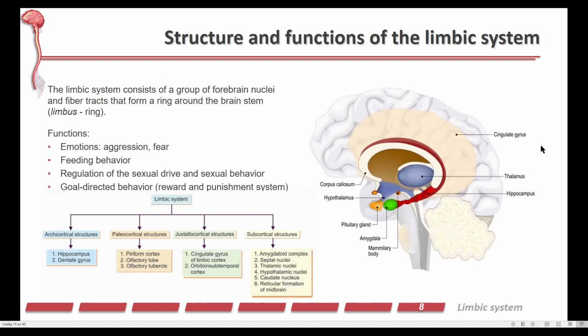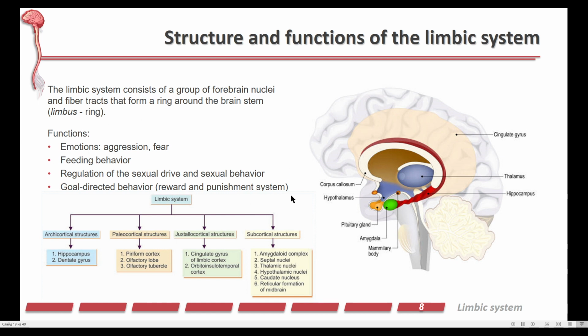Now, the structure and functions of the limbic system, the last question within this chapter. The nuclei of the limbic system, as you can see in the scheme, are divided into archaeocortical, paleocortical, juxtacortical, and subcortical. And here you have examples of structures included in this.